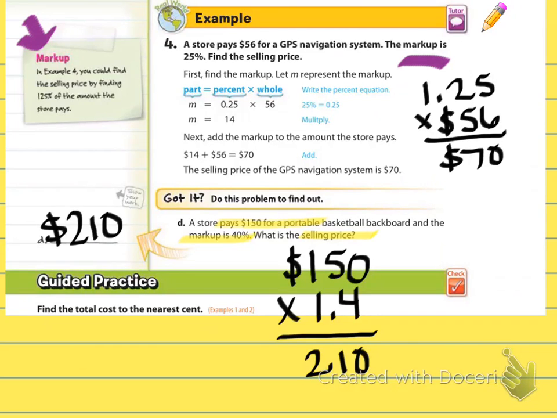All right, if you will look here, I showed my work. $150 is the price of the portable basketball backboard that the store is paying for. The markup is going to be 40% of that price. We can use method 2 and put into the calculator 150 times 1.4 and get 210. So the selling price to you, the customer, would be $210.